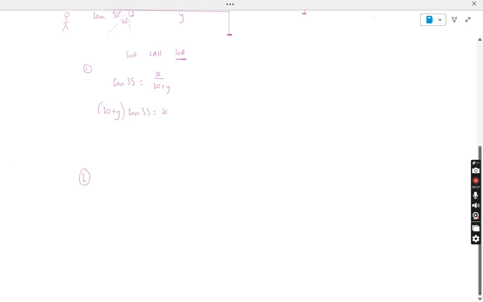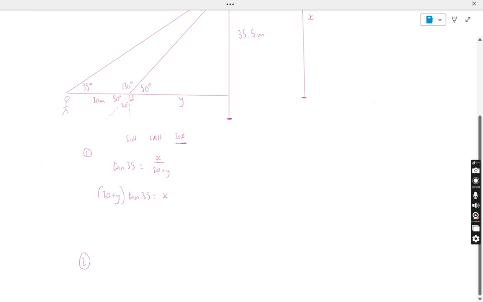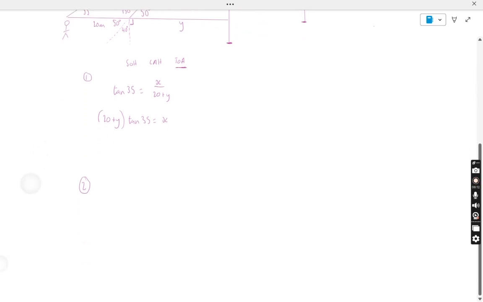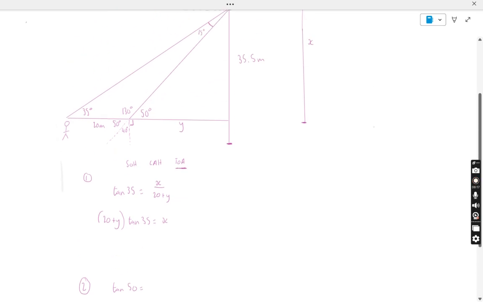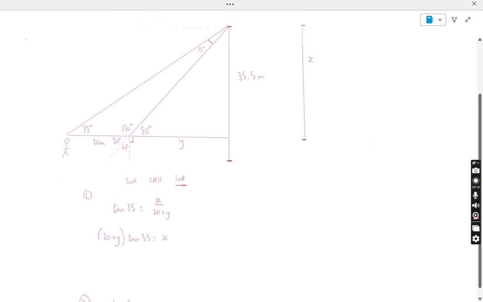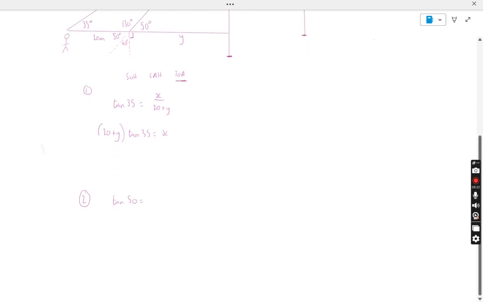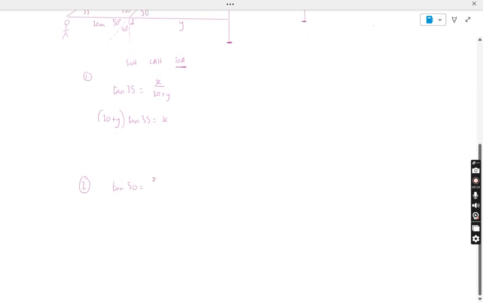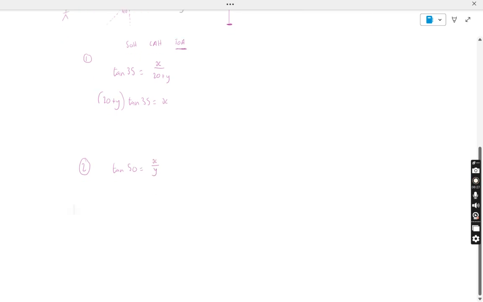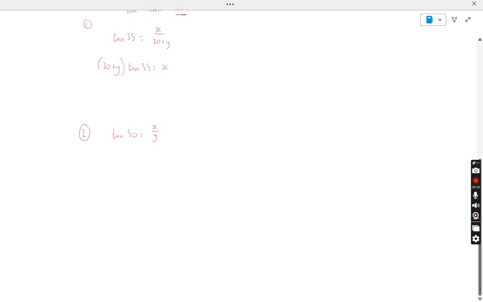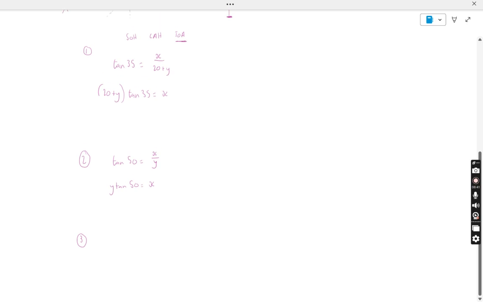Let's set up a second equation. This time let's focus on the tan of 50. So I'm going to have tan of 50 equals x again, because we're interested in the opposite side, x over y this time. Same thing, let's rearrange this for x. So y times tan 50 equals x.